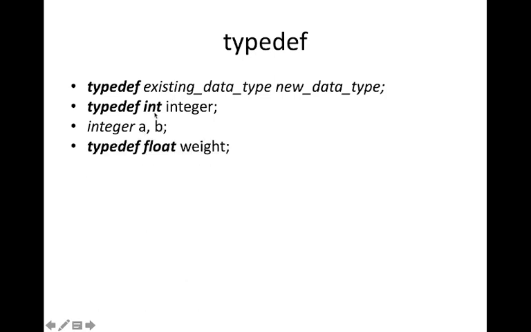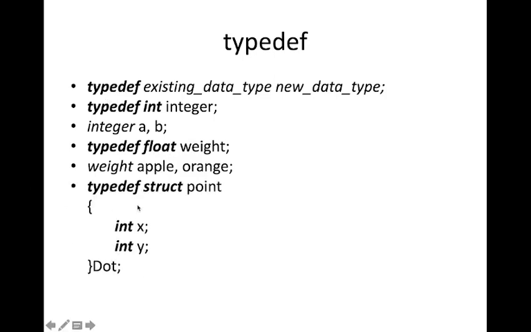Okay. Then like this also, typedef float weight. Then afterwards if you want you can declare like this: weight apple comma orange. So apple and orange are of weight type. That means it is of float type. So apple and orange are float variables. So what you have done is you are renaming, or creating a new data type called weight from an existing data type float. For that you can use this typedef keyword.